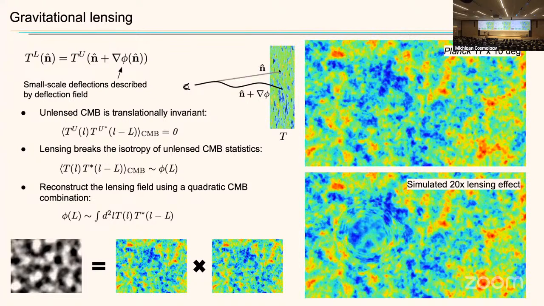So this little cartoon shows that. You would see just some normal vector n to a CMB temperature and observe some temperature signal. And instead you get some n plus delta phi. What this means is you have a change in the translational invariance of your CMB map. So an unlensed CMB map is translationally invariant. You introduce lensing and it breaks the isotropy. And what that means is that you can reconstruct this lensing field by using a quadratic CMB combination, so a correlation between two CMB map instances.